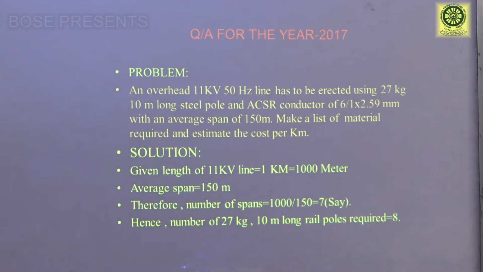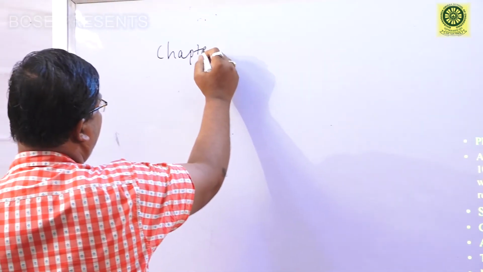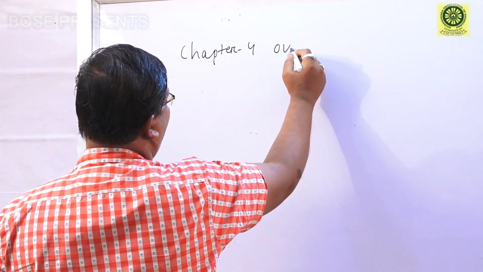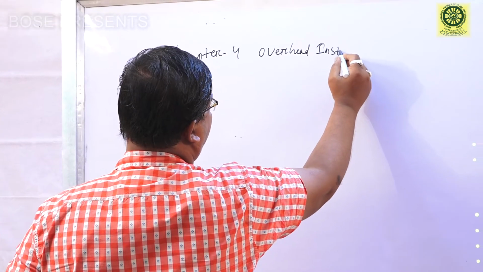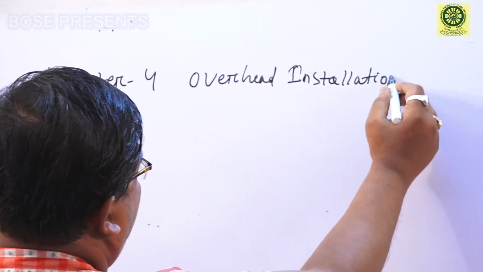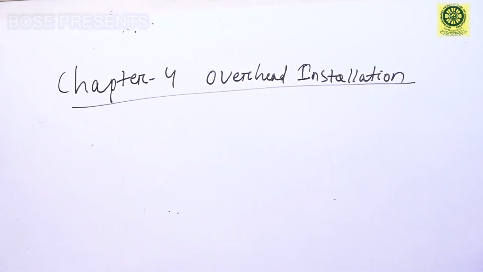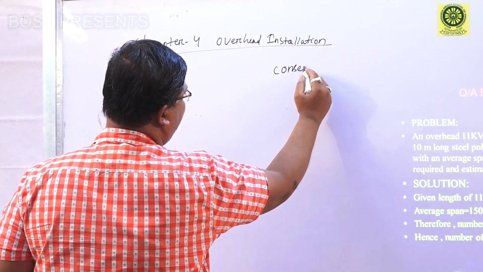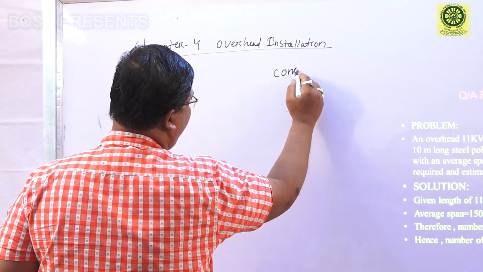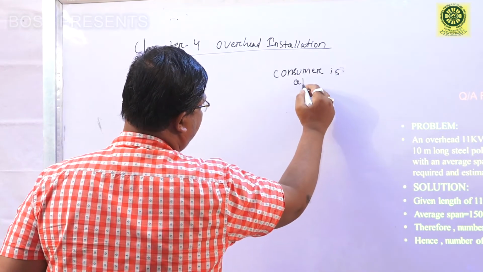This question is coming from chapter 4, that is overhead installation. And in chapter 4 we will calculate the material on the supplier side only. That means here the final consumer is absent.